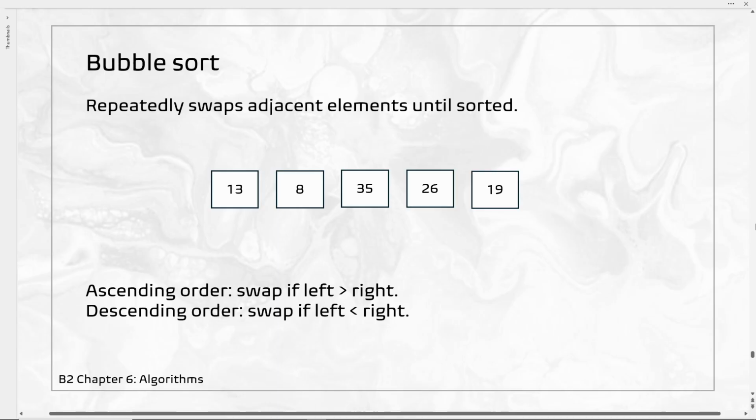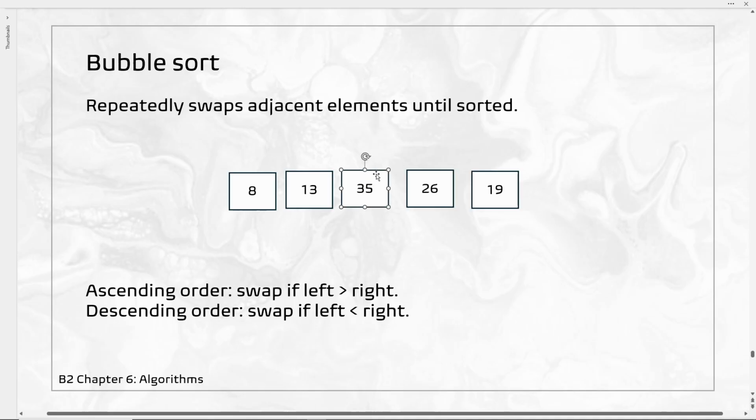Bubble sort works by repeatedly swapping adjacent elements until the list is sorted. Let's say that we want to sort this unsorted list in ascending order. We start with these two elements at the front of the list. Since 13 is bigger than 8, we swap these two elements around. So what that looks like is like that. Now, we look at this new pair, 13 and 35. Since 35 is bigger than 13, we don't need to swap these two. We just leave it like so.